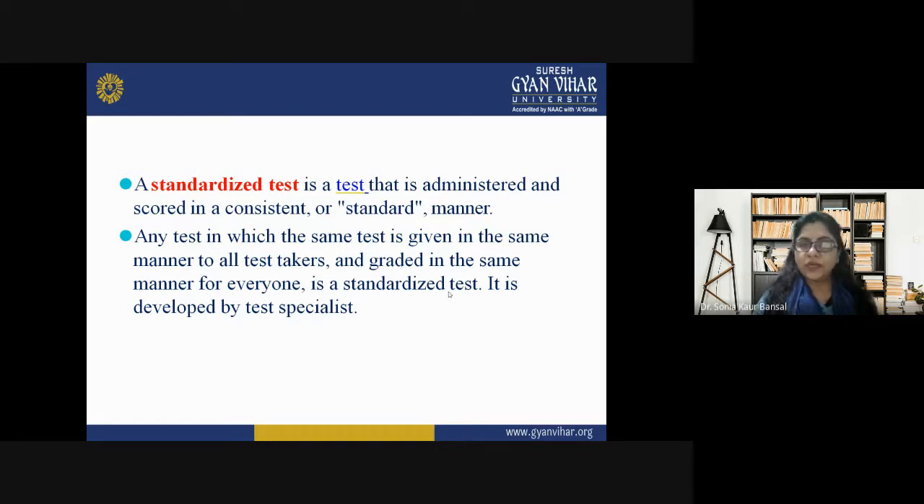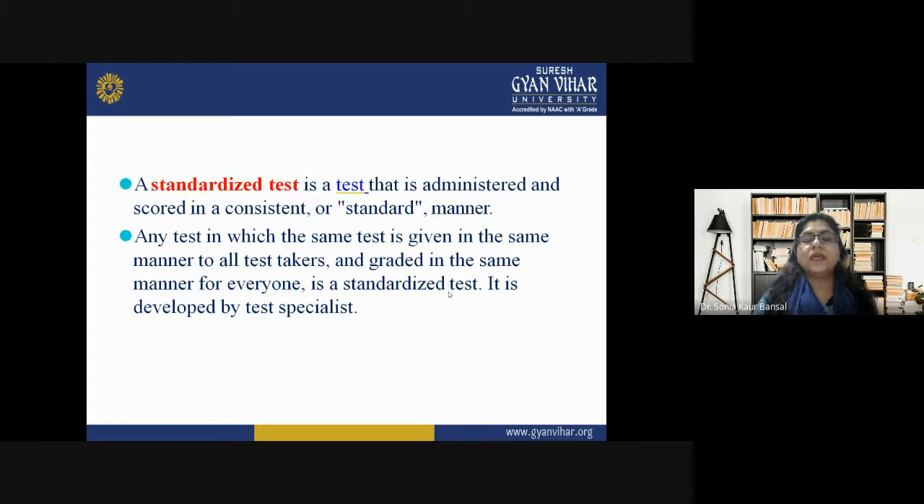There will be no difference. And moreover, when it is scored, the marking system will be the same, whether you are giving the test to group A or sample A one month before, or one year before, or one week or one day before. It would be the same, so it would be graded in the same manner for everyone. That's why it is called a standardized test. Standards are not changed from time to time.